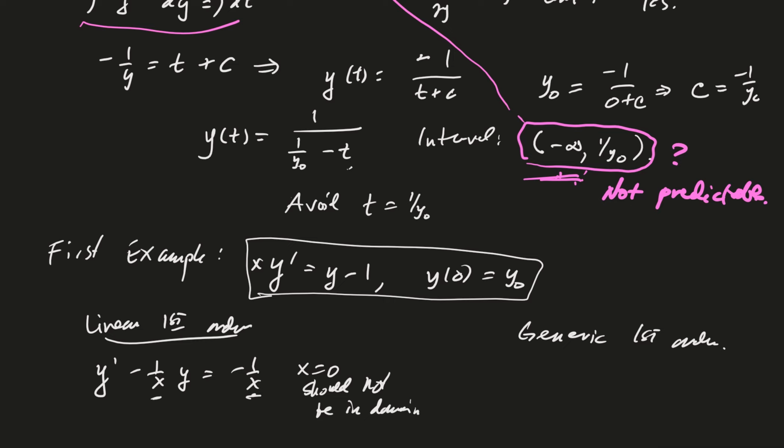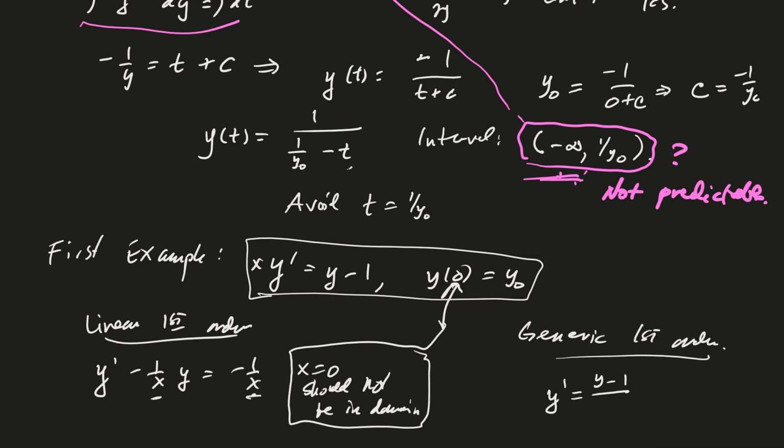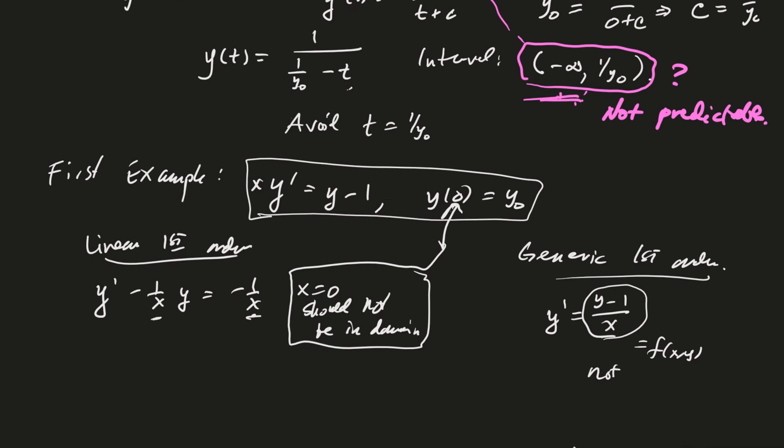And of course, what was our initial condition? Yep. And so the existence and uniqueness theorem would not hold here, right? Because the existence and uniqueness theorem tells us we need to avoid 0. How about the generic case? If we treat it like that, then we're looking at y prime is equal to y minus 1 over x. And this is now your function, f of x y. And again, you see that this function is not continuous at x equals 0. So again, that's our bad point.